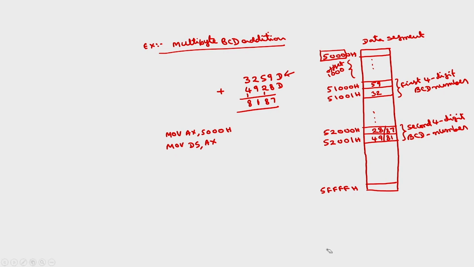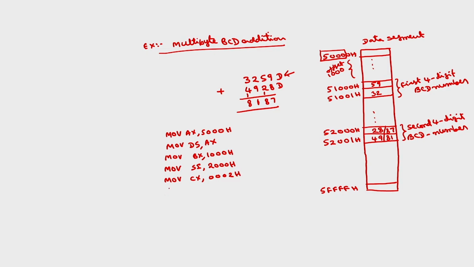I am using BX and SI again, and because I have to add 2 bytes, we can store 2 in some register. Move BX, 1000H, move SI, 2000H, move CX, so that I can use the loop instruction. How many byte additions do you have to perform? It is a 2-byte addition, so you can take 0002H.